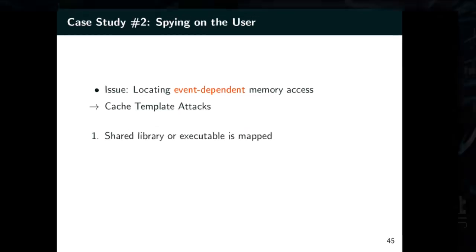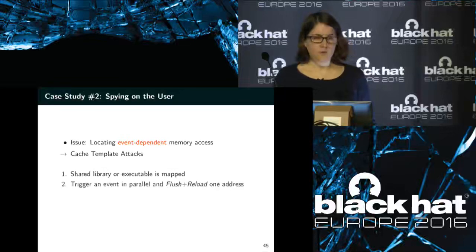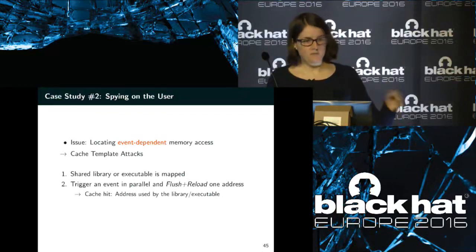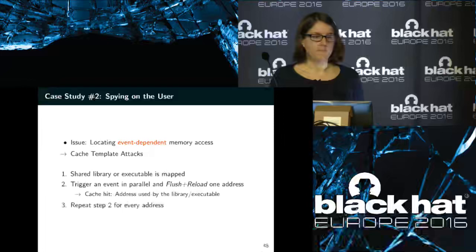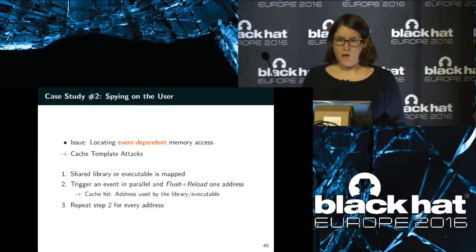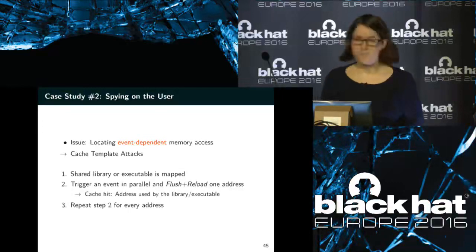So the first step is we map a shared library or executable. Then we repeatedly trigger an event, and in parallel, we use Flush+Reload on 1 address. If we have a lot of cache hits, then it means that the specific address is used by the library or the executable. And then we repeat this second step for every address of the library. If you then want to spy on more events, you just repeat steps 2 and 3.